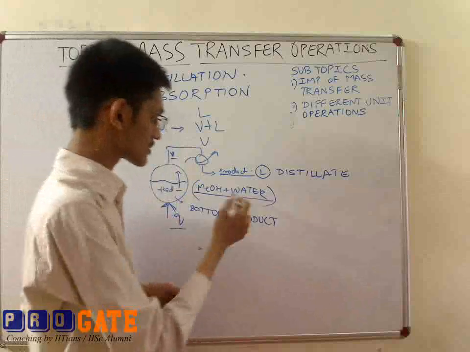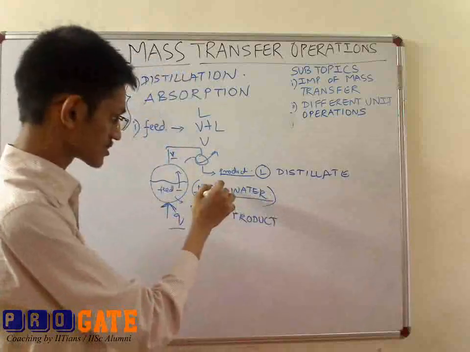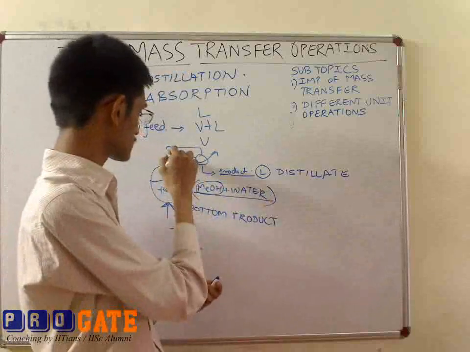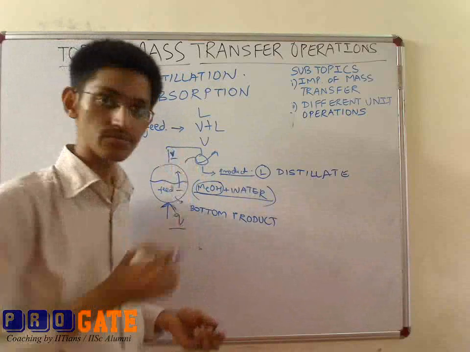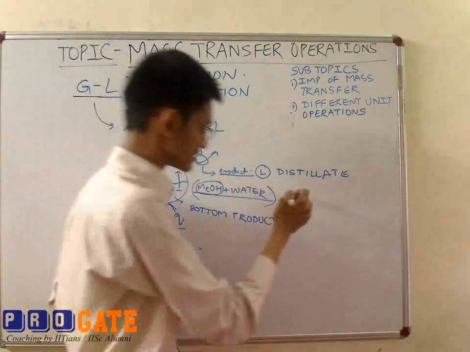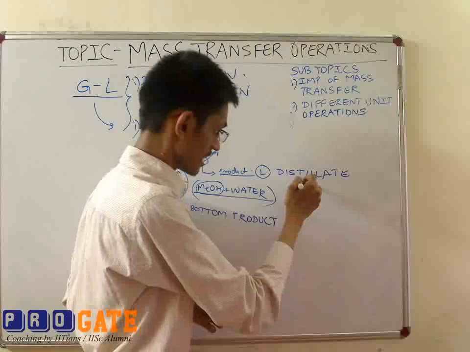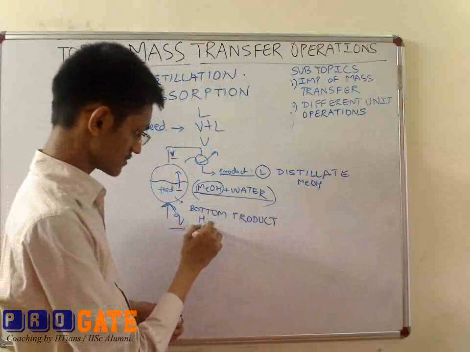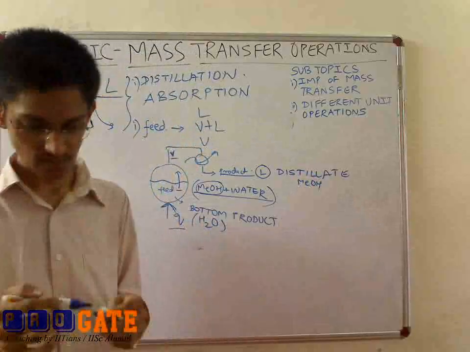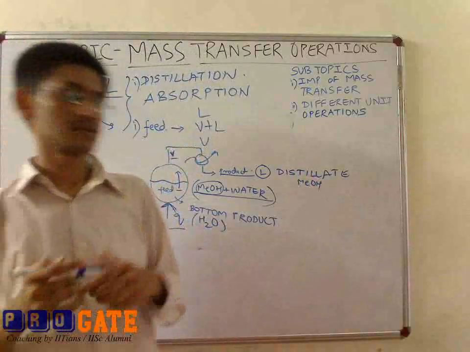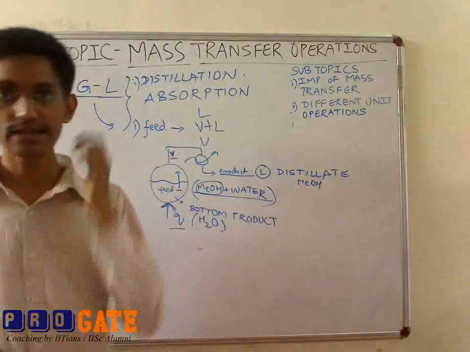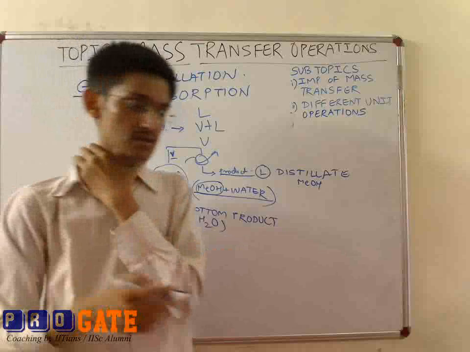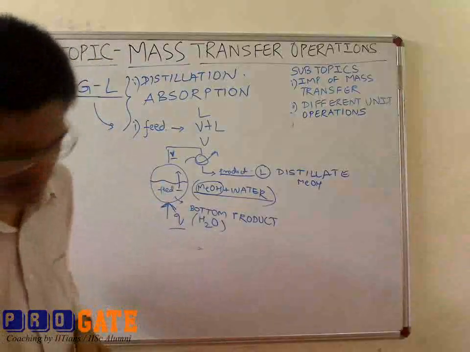In this case, methanol and water, depending on the relative volatility, methanol has a low boiling point, that is, high relative volatility. So the vapor would have a greater composition of methanol compared to water. So the distillate would have greater purity with respect to methanol, whereas the bottom would be richer in water. We will be studying distillation in more detail later, but it's just to show how mass transfer plays a role here. Then we have absorption, which is again a gas-liquid operation.